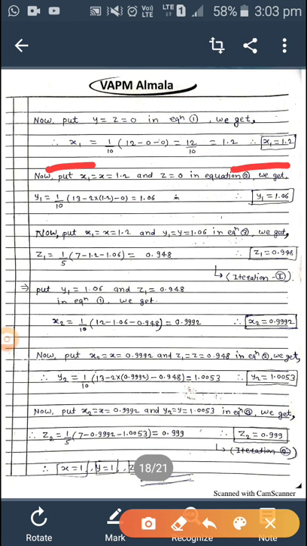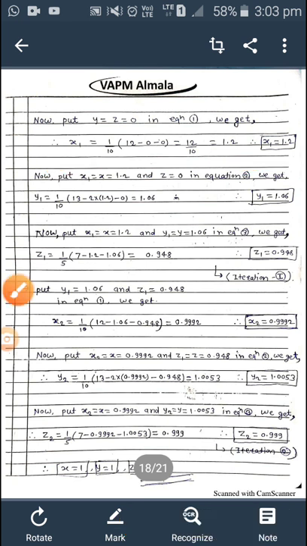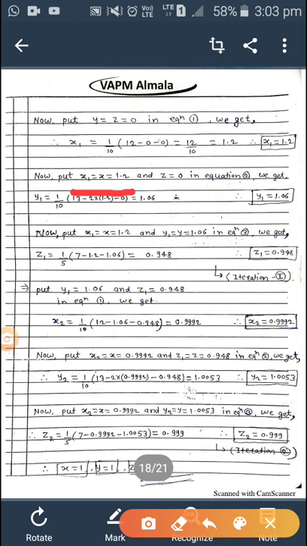Now take this value x1 = 1.2 as x, and z = 0 as it is. Now put this value of x1 as x and z = 0 in equation number 2. Then we get the first value of y, therefore y1 = 1.06.